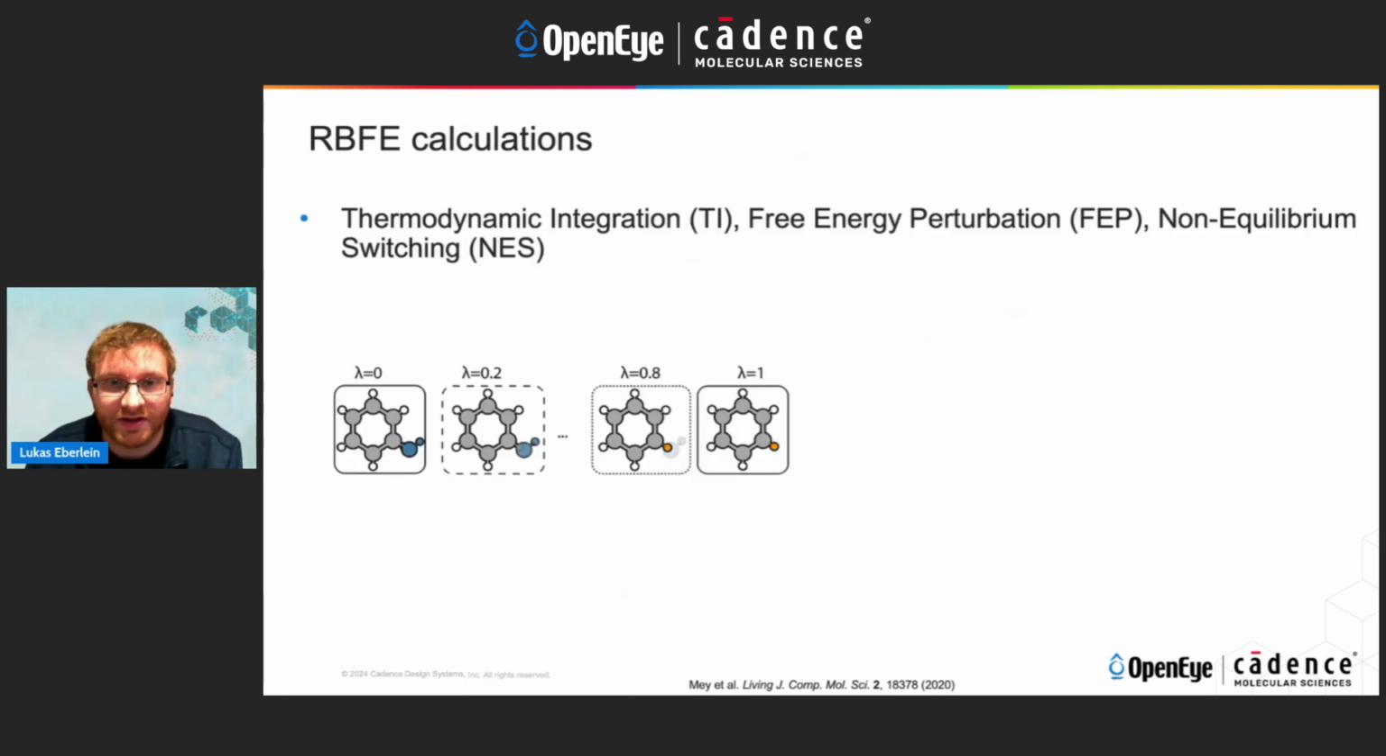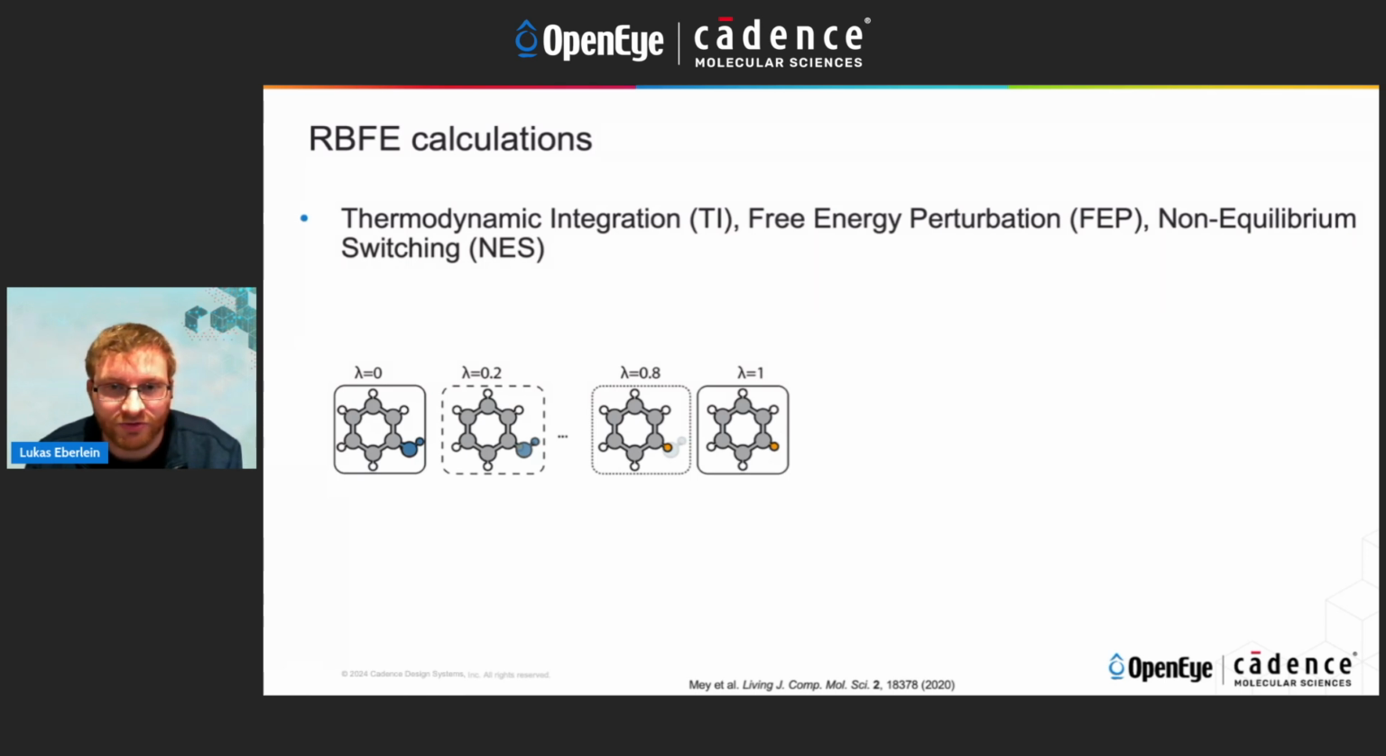To perform these alchemical calculations, one compound must be converted into the other. Usually, this is done by gradually transforming the molecule using a coupling parameter lambda. In this example, lambda is 0 for the phenol on the left, and the compound is transformed in several steps so that lambda equals 1 for the benzene on the right. During this process, the hydroxyl group slowly disappears while the hydrogen appears.